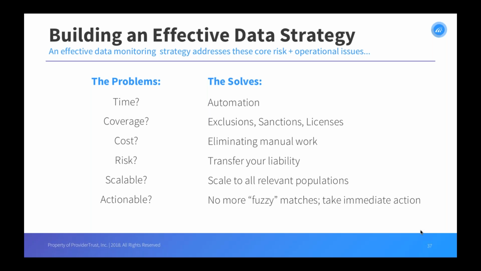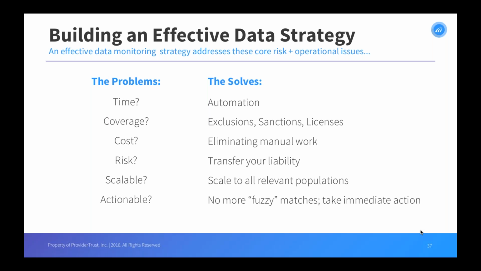Right? And here are some of the solves that you associate with some of these problems, right? So from a time standpoint, how do you find a process that is an effective people data strategy that's automated? It's hands-off, it's not manual. Coverage, right? What's your risk tolerance across the shared functions between HR and compliance? From an exclusion standpoint, a sanction standpoint, and a license standpoint, what's the tolerance of risk that you're willing to take on as it relates to these processes? Cost, right? Eliminating manual work. How do you take hours out of the day that are associated around data monitoring and actually automate some of that to get dollars back, right? To increase efficiency for your organization.